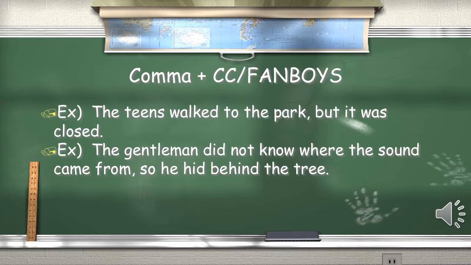So in a compound sentence, we need a comma and a fanboys or coordinating conjunction. The teens walked to the park, but it was closed. The gentleman did not know where the sound came from, so he hid under the tree. So to make a compound sentence, we need two sentences joined together by a comma and a coordinating conjunction of fanboys.